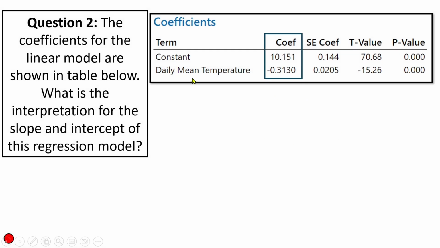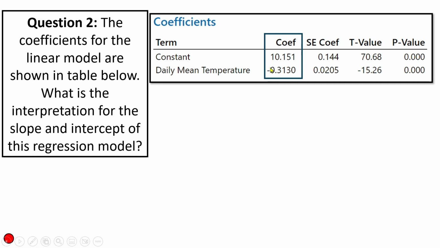And so what do we see here? We see two words, Constant and Daily mean temperature. So what do these mean? Well, the constant is the intercept. It's the y-intercept for the model. In other words, it's the B0. The daily mean temperature, you will recognize, is the predictor variable. And so the coefficient that goes with that is the slope of the linear equation. And so that's really all you need to know for this question.